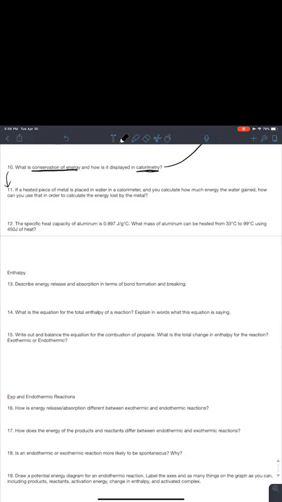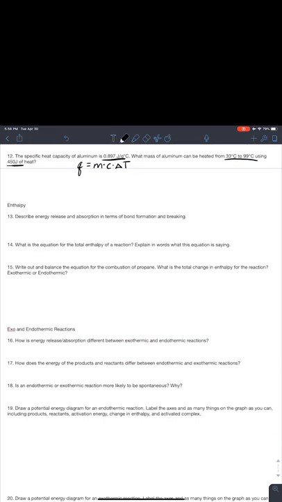Number 12, we get a little mathy. It's important that you know how to manipulate our equation. Q, which is the energy, equals mass times specific heat times change in temperature: Q equals mcΔT. So there are your four variables in this equation. It's important to be able to plug in values from a problem and answer questions about it, basically just solving for one variable. Okay, enthalpy: the release and absorption of energy in terms of bond formation and breaking.